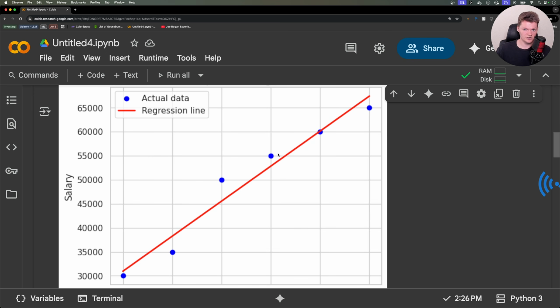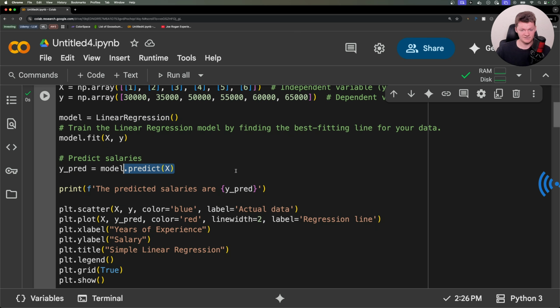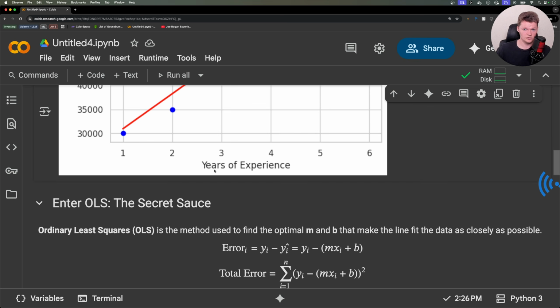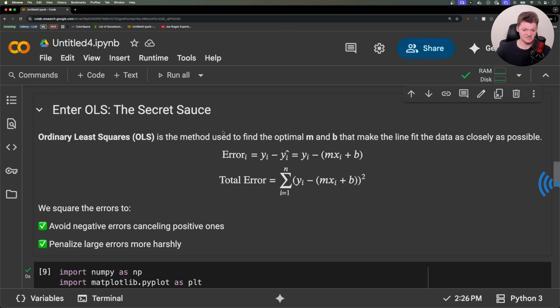But how does this all work under the hood? Up here, all we're doing is just saying fit and then predict. Well, the secret that makes the line fit your data so well is called ordinary least squares, or OLS. Specifically, it's a method used to find the optimal m and b, so m, the slope coefficient, in mx plus b, and b, the y-intercept, that makes the line fit the data as closely as possible.